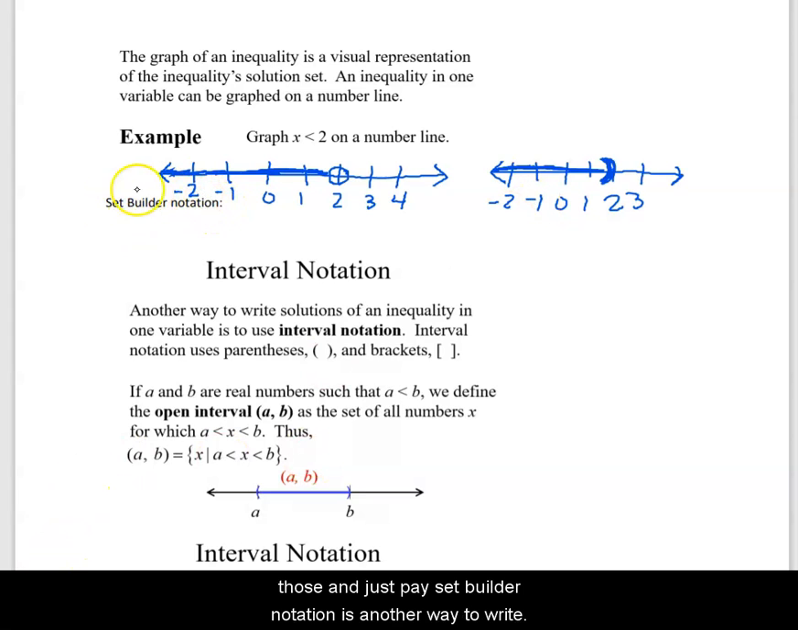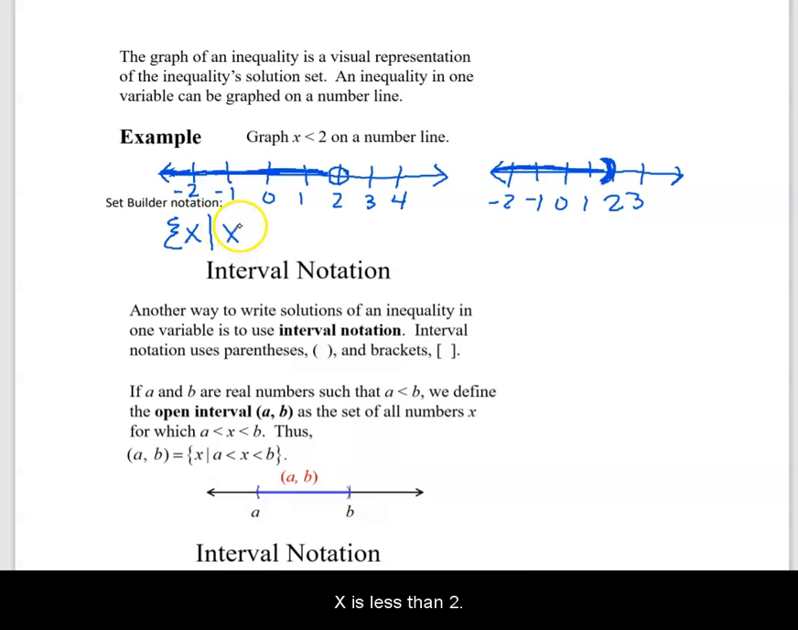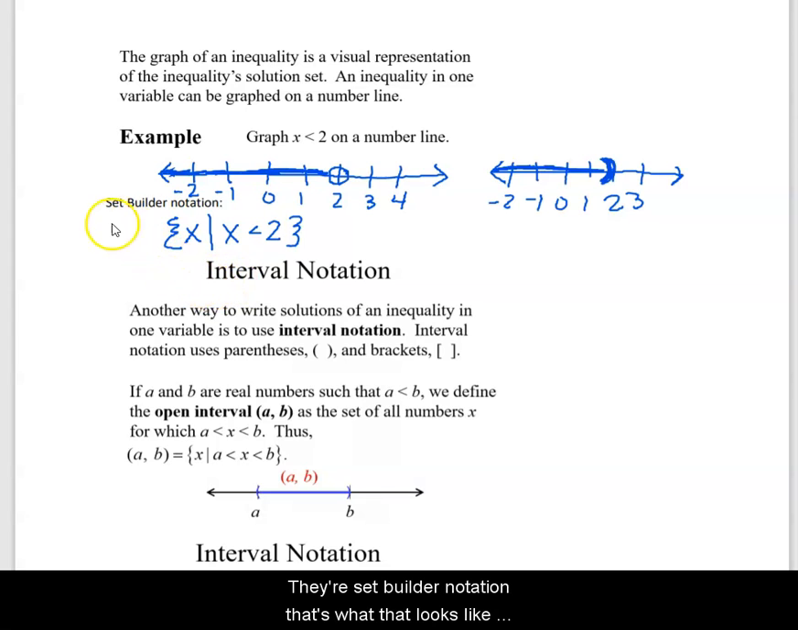Okay, set builder notation is another way to write the same representation as this. So the way that you write set builder notation is you say all x's such that x is less than 2. So it's just a fancy way for writing this. And this, not very pretty, needs to look more like this. Okay, so there's set builder notation.